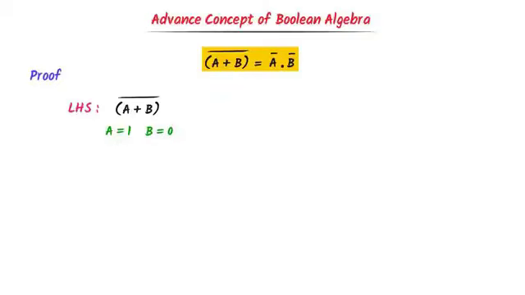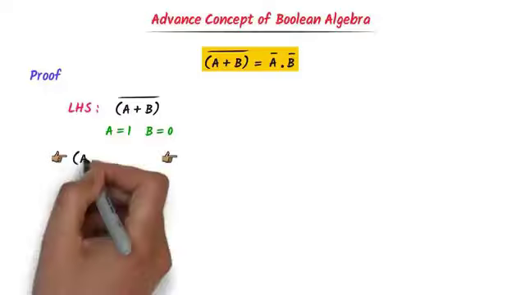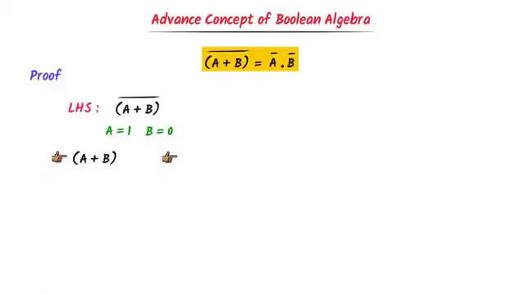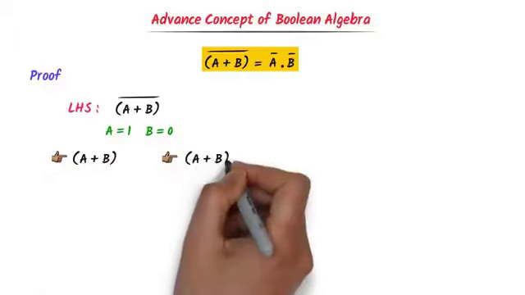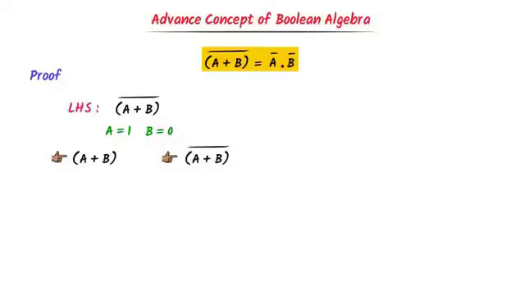I will solve this question in two steps. In the first step, I will find a plus b. In the second step, I will find inverse of a plus b. Now in the first step, a plus b is, the value of a is 1 and that of b is 0. 1 plus 0. I get 1. Hence the value of a plus b is equal to 1.